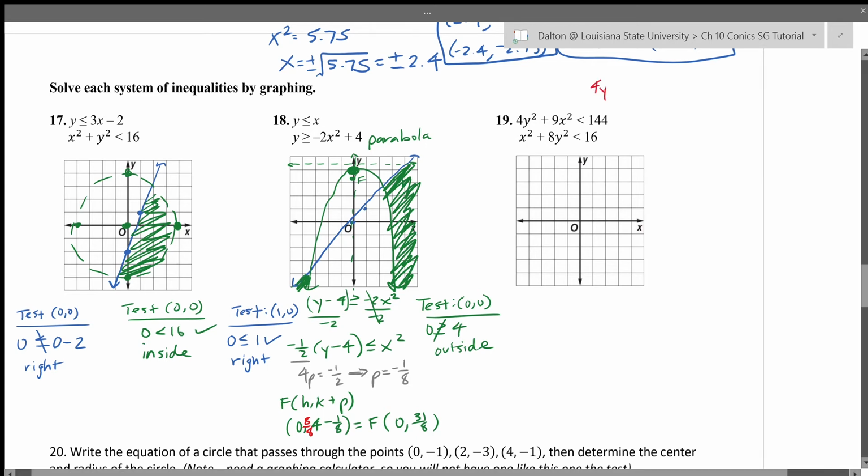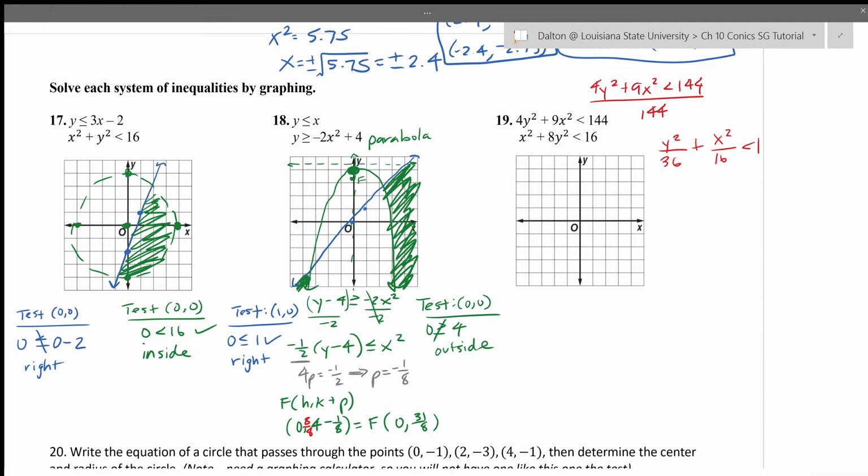So if I got 4y² plus 9x² is less than 144, in order for us to get this ellipse in standard form, I'm going to divide everything by 144. And when I do so, I'm going to get y² over 4 over 144 will reduce to 1 over 36, plus x² over 9 over 144 will reduce to 1/16 is less than 1. So now we're in business. Okay, since I'm using red for this ellipse already, I'm just going to keep it red.